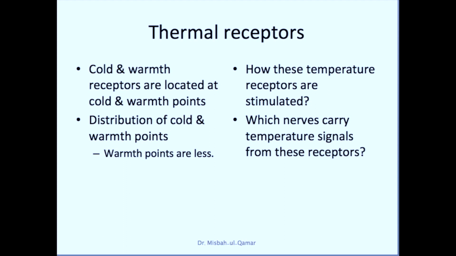Now, the question is how these thermal receptors work and how they are stimulated. You see that cold and warmth receptors are stimulated by changes in their metabolic rates, because temperature alters the rates of intercellular chemical reactions more than twofold for each 10 degrees centigrade change.